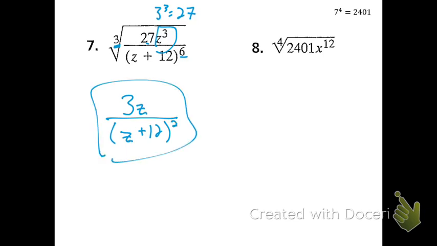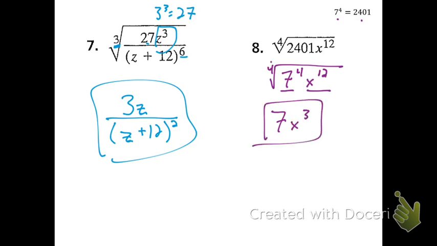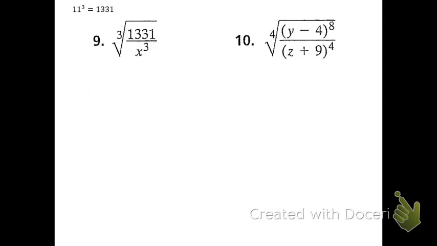That's it. Okay, now, I have added a little note up here that 7 to the 4th is equal to this. So this is actually saying the fourth root of, instead of 2,401, which is a gigantic number, the fourth root of 7 to the 4th, x to the 12th. Okay, so the fourth root of 7 to the 4th is just 7. And then the fourth root of x to the 12th is going to be x to the third, because 12 divided by 4 is 3. There we go. 4 more left.